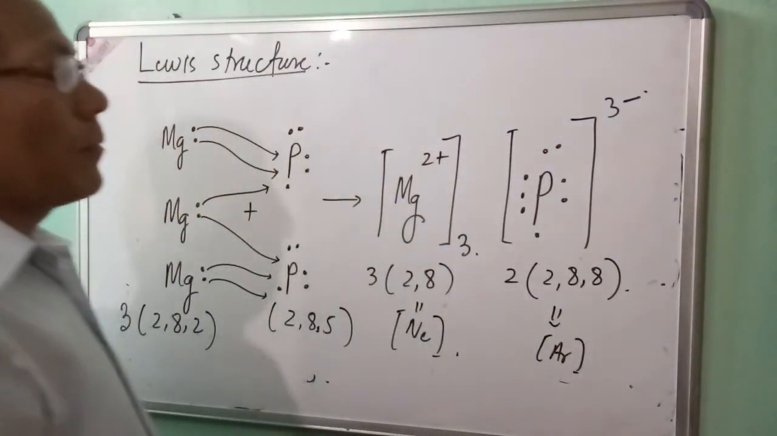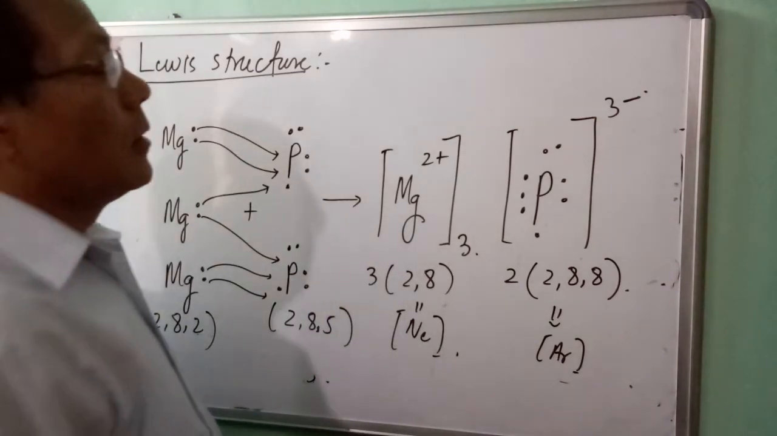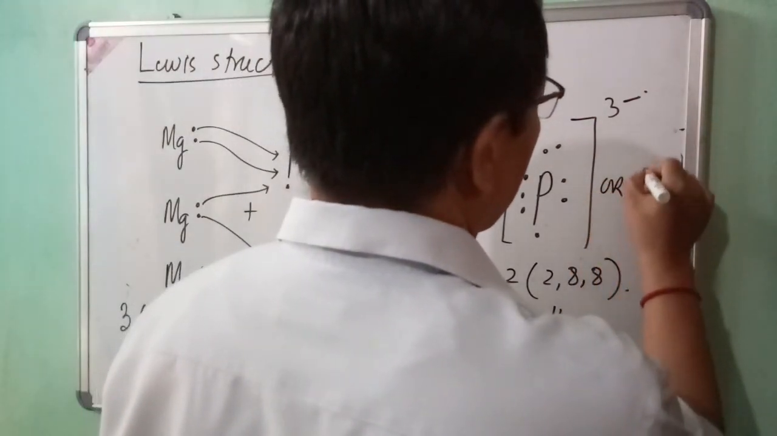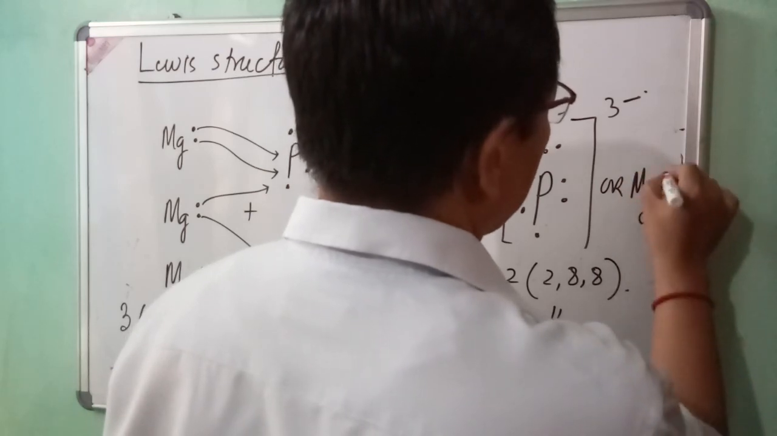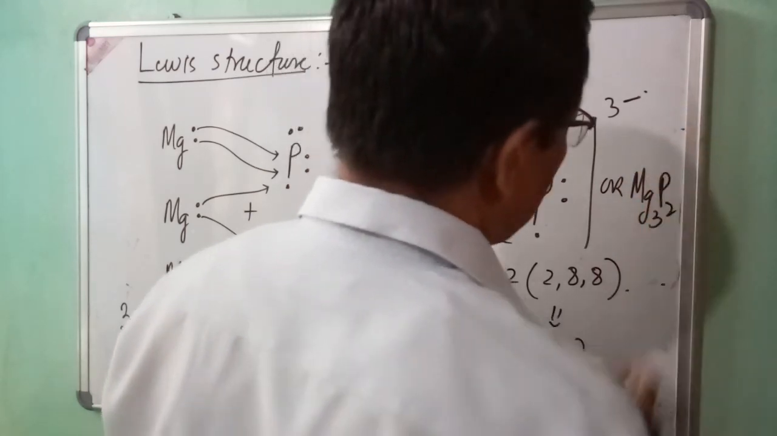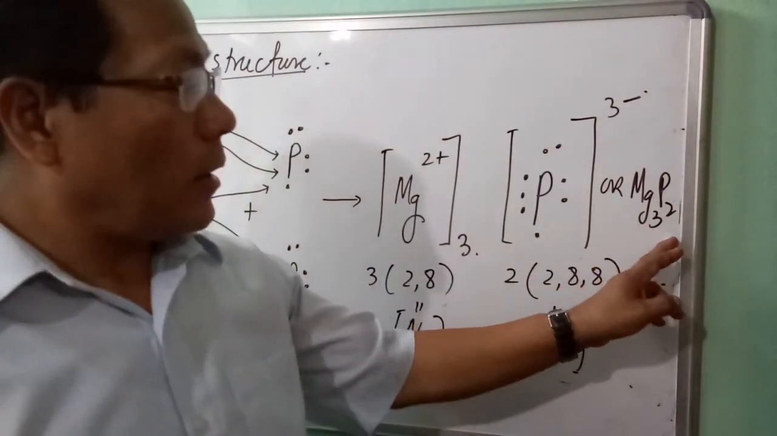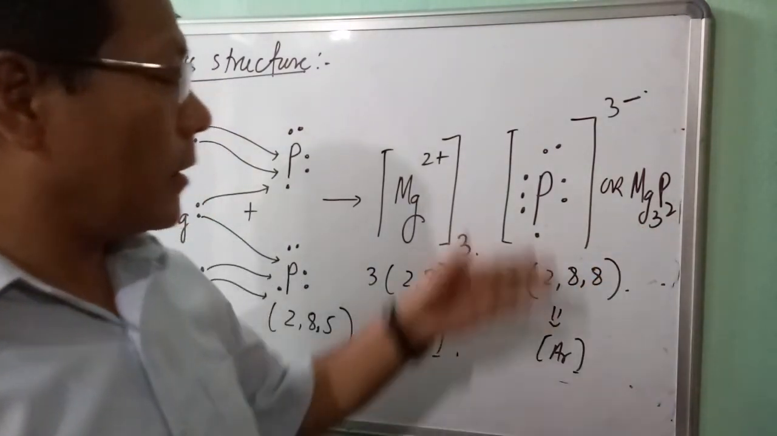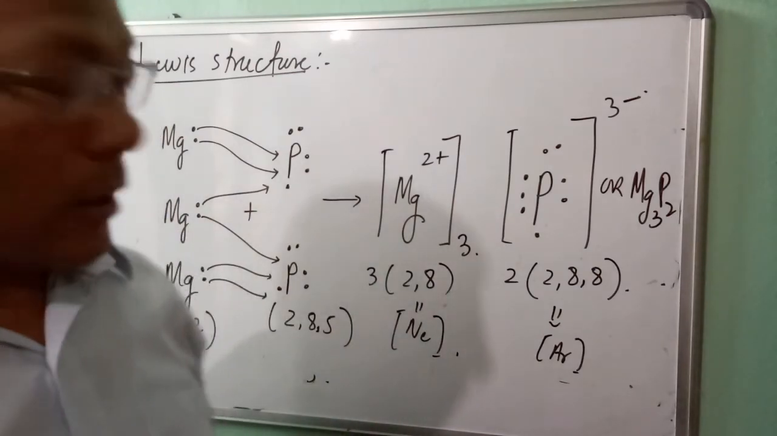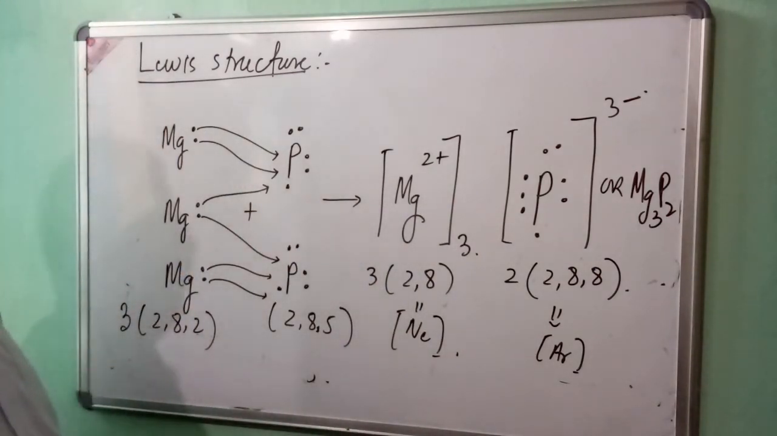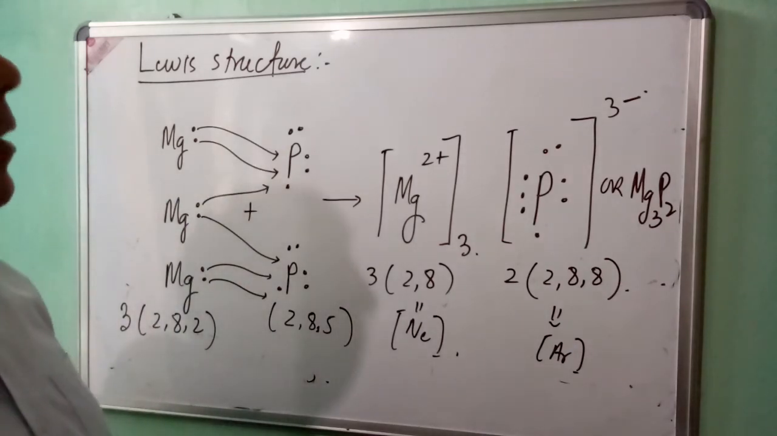So the ionic compound will be stable. The formula of the ionic compound will be Mg3P2. So this is the formula of magnesium phosphide and its Lewis structure, which shows how magnesium phosphide is formed and how the ionic bond is present here.